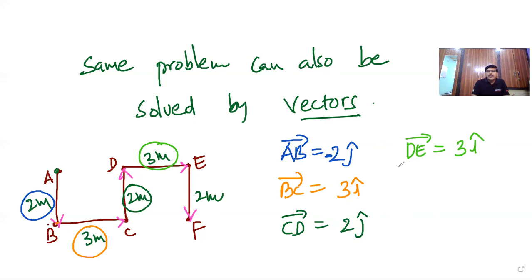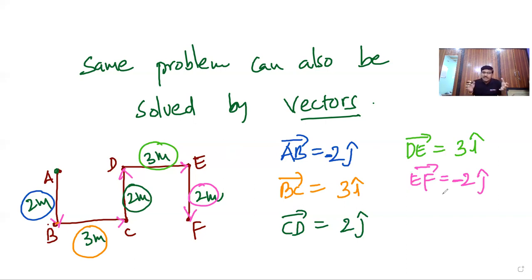the EF vector, tail to head, F bar. What is the magnitude? 2. Downward direction, towards the negative y-axis. So j cap is the unit vector but negative, towards the downward direction, negative sign. So we have represented the AB bar, BC bar, CD bar, DE bar, EF bar in the form of vectors.